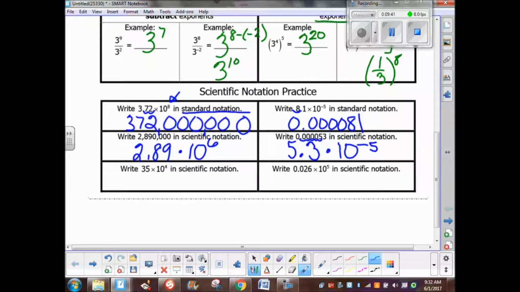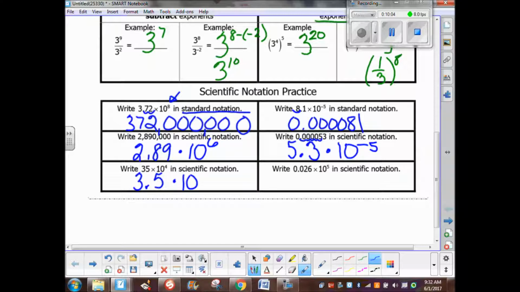So 35 times 10 to the 5th in scientific notation. Why is that not considered scientific notation? Garrett? It's not from 1 to 10. What's not from 1 to 10? The 35, the coefficient. So make it a number. 3.5.